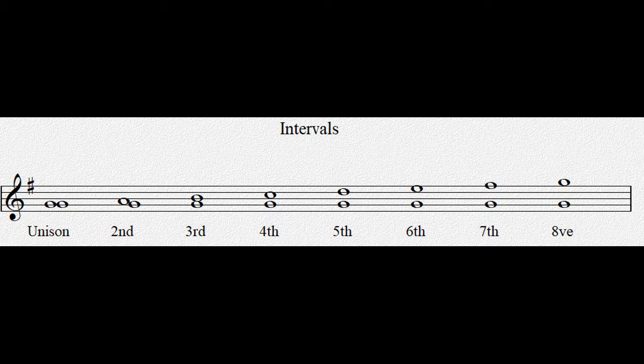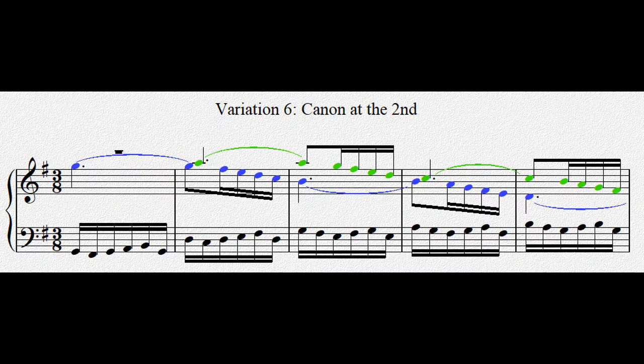Now, what does this have to do with the Bach? Here's the beginning of the music of Variation 6. Again, we can see the right-hand stave at the top and the left-hand stave at the bottom. The leader, again, is shown in blue, and that sounds like this.